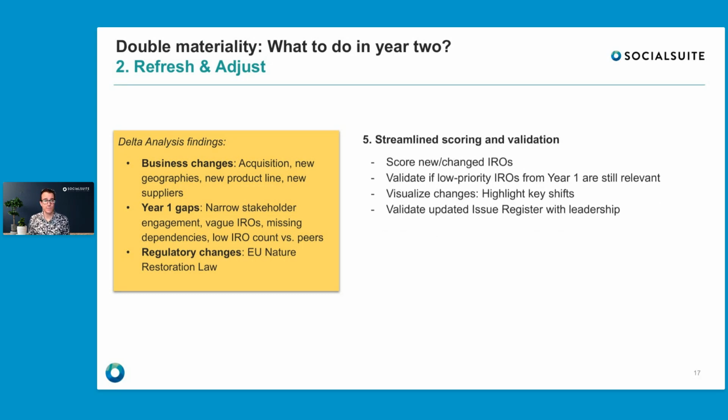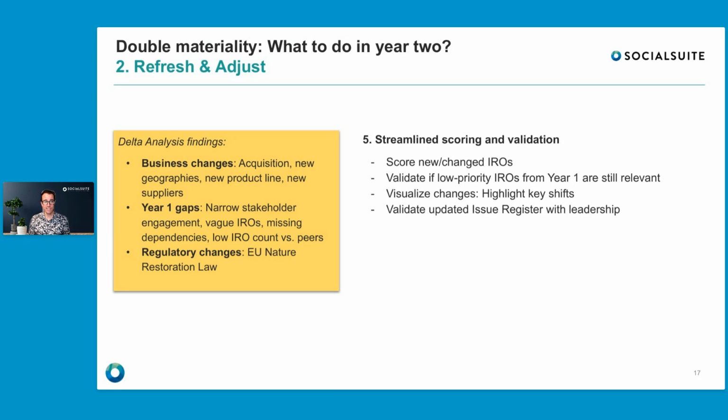With that stakeholder engagement completed, we can look at some streamlined scoring and validation. So you have some new IROs you want to score, and you might have some IROs that you changed, maybe quite significantly, when you went through that clarifying and making them more specific. So you might have highlighted in that IRO register, issue register, the new IROs you've added, or some that you've changed to a degree that you think we do need to look at them again. You also want to validate whether any IROs from year one that you find questionable are still relevant.